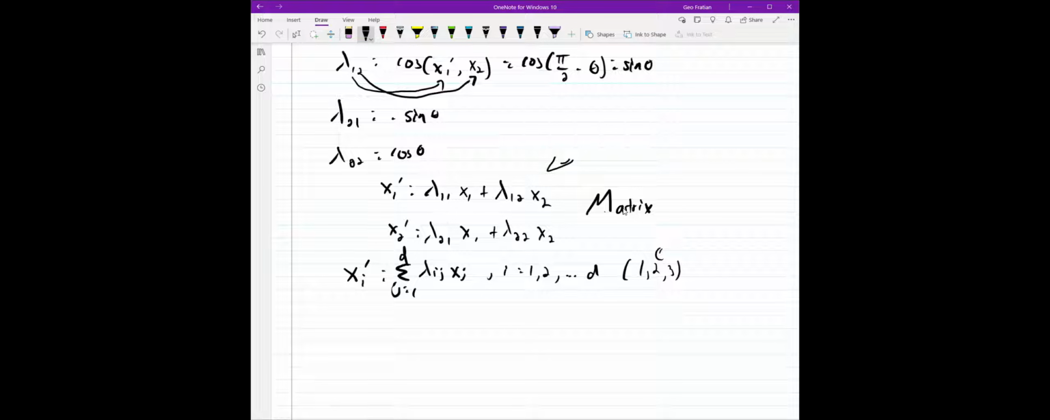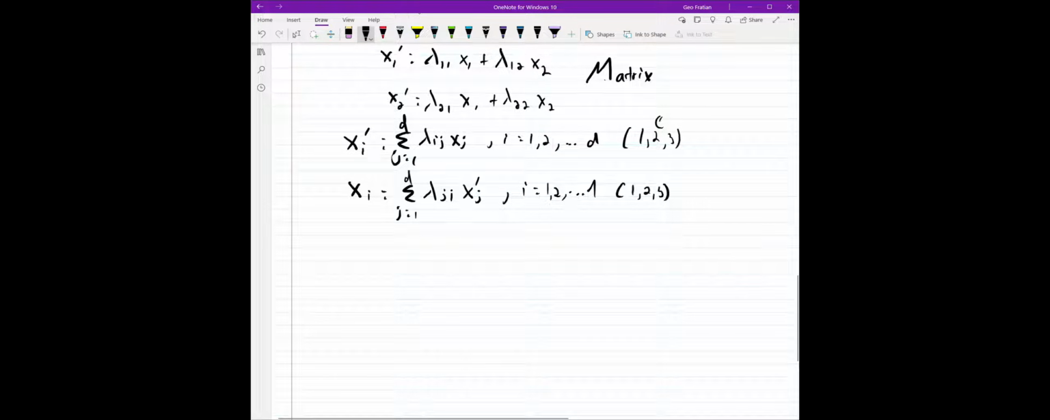And similarly, we can define an inverse transformation, which is xi. Remember, notice there's no prime, is equal to the summation of j equals 1 to your dimension of lambda ji xj prime. So notice the indices switch. You just flip the indices around if you look above. Again, where i equals 1 to dimension, usually 1, 2, 3. Okay.